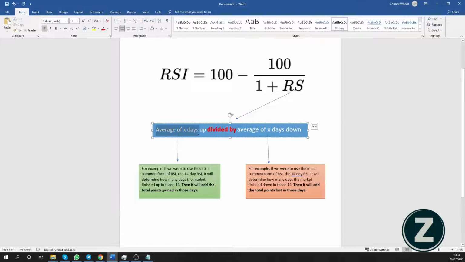Now the average of X days up is, let's say for example you were to use the most common form of RSI, which is the 14-day RSI. What it will do for you is determine how many days the market finished up in those 14. Then it's going to add those total points gained in those days, and there's your figure for the average of X days up. And you've probably guessed it for the average of X days down. It's exactly the same method, but for the down days. So, if you were to use the 14-day RSI like we're using, it will determine how many days the market finished down in those 14. Then it's going to add the total points lost in those days. Then you have your average of X days down.